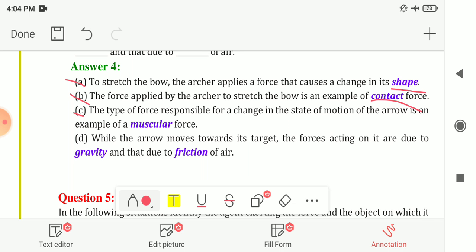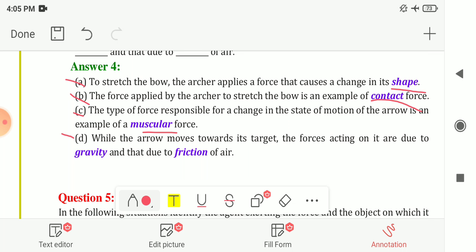Next, the type of force responsible for the change in the state of motion of the arrow is an example of a blank force. After releasing, the state of motion of the arrow will get changed. So what kind of force are we applying over there? Here you can write muscular force as well as contact force. We are stretching the bow and releasing the arrow, so we are applying the force using our muscles, and there is contact between these two objects, so it is also a contact force. So you can write any one of them.